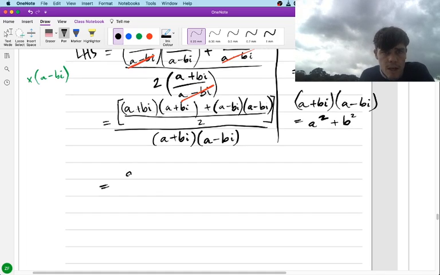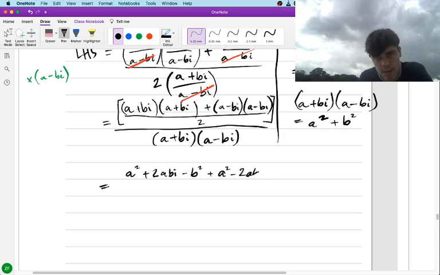So on the top, we're going to get a squared, plus 2abi, and minus b squared. So that's that first square. The second square is going to get us an a squared, minus 2abi, convenient. And then negative, negative makes a positive, and then that goes to a negative because of our i's, so that's going to be minus b squared. That's all over 2.